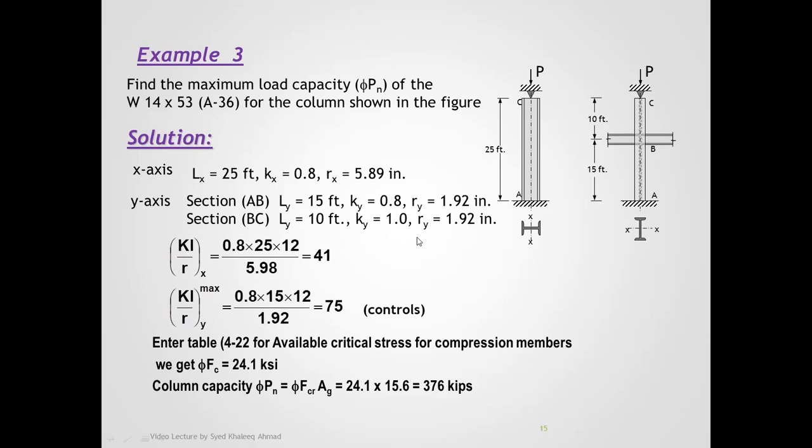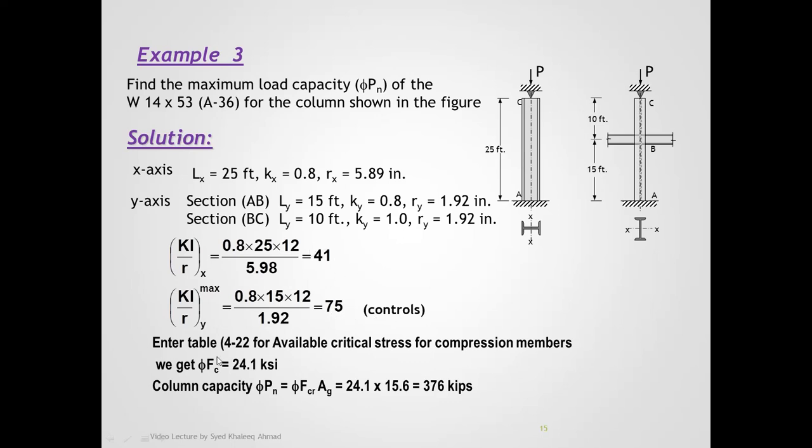Now we calculate the value of KL by r about the x-axis. We substitute these values in the similar way and we get this value as 41. Then we calculate about the y-axis, KL by r, y: 0.8 into 15 into 12 upon 1.92, and we get this value as 75. Here we get 75, so this is controlling, as the highest value will be taken.